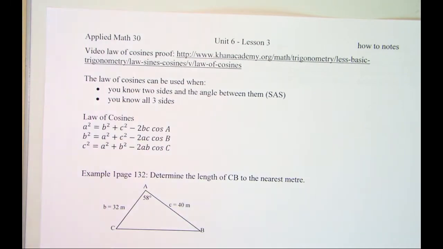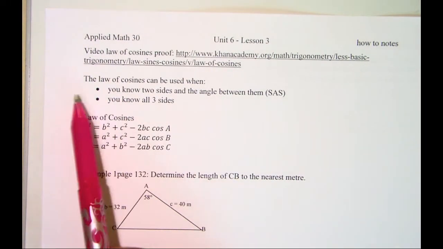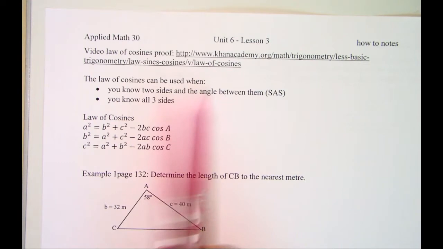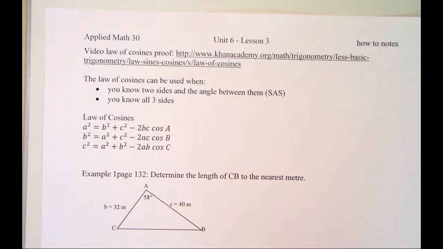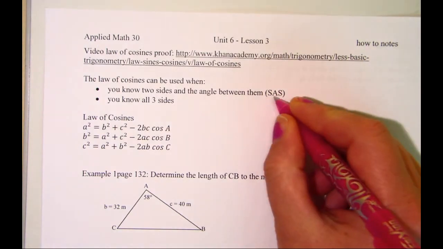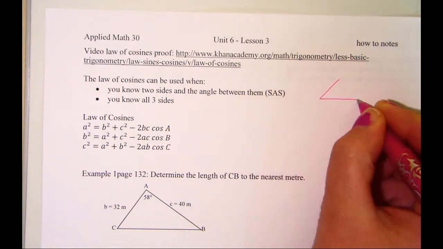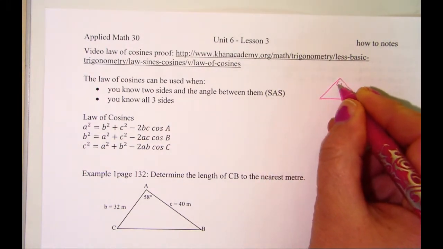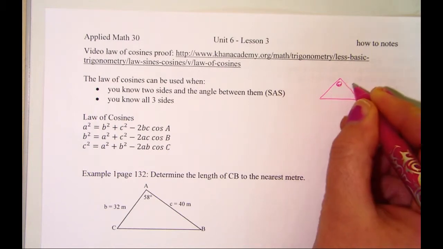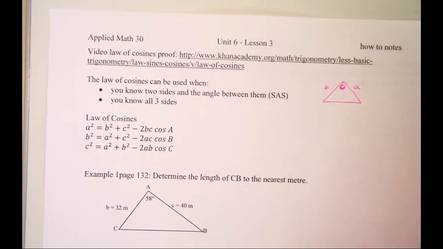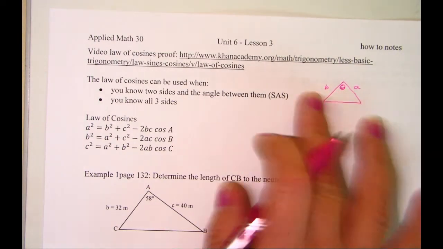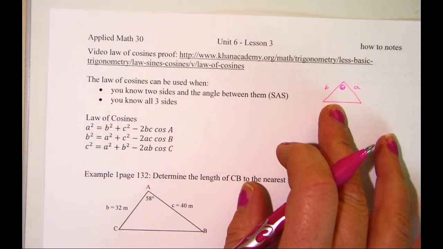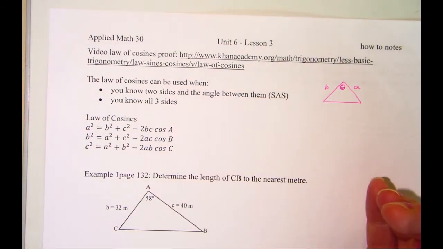So we watched the video that was here, and the law of cosines can be used when you know two sides and the angle between them. They call it side angle side. So if I have a triangle here, I know this angle, let's say, and then this side and this side. You can't use law of sines here because you don't have an angle side pair. So then you have to default to the law of cosines.